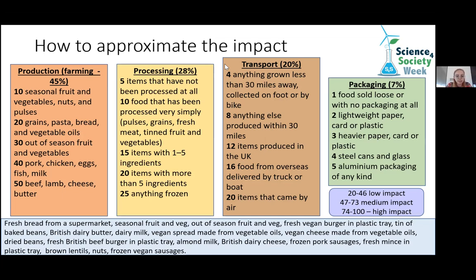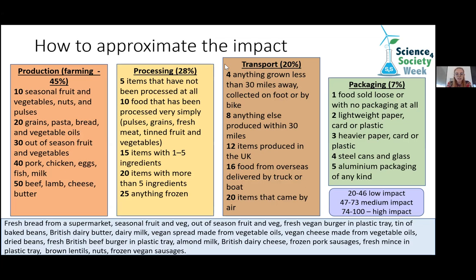Fantastic. So we've got one answer in the chat. I don't know if everyone can see that, but I'll just give this example as well. So seasonal veg from an allotment or a garden. And the answer here is also added up each section so we can see where they've come from. So production for seasonal veg would be 10. Processing would be, it hasn't been processed because it's just been grown in a garden, would only be 5 points.